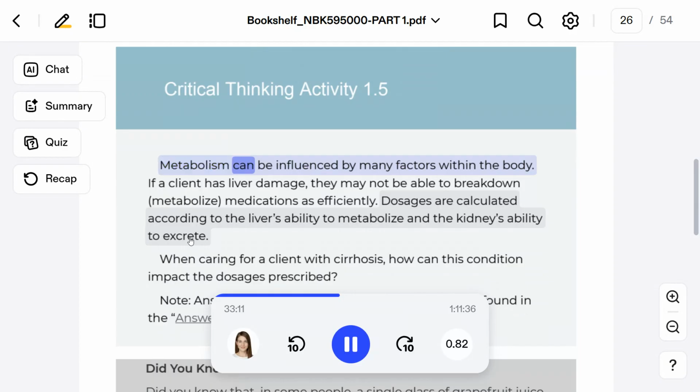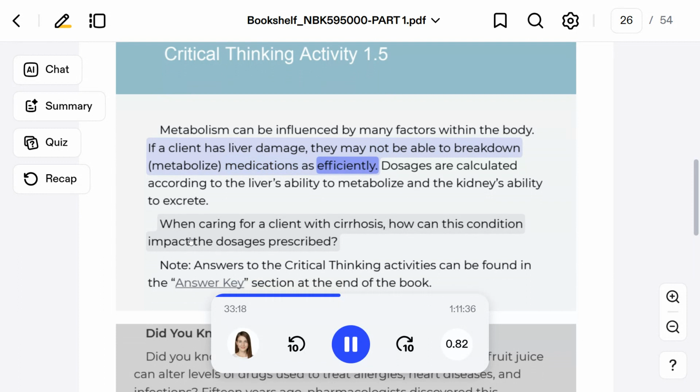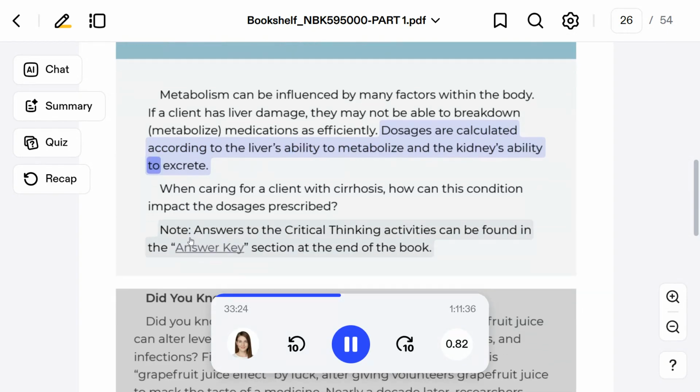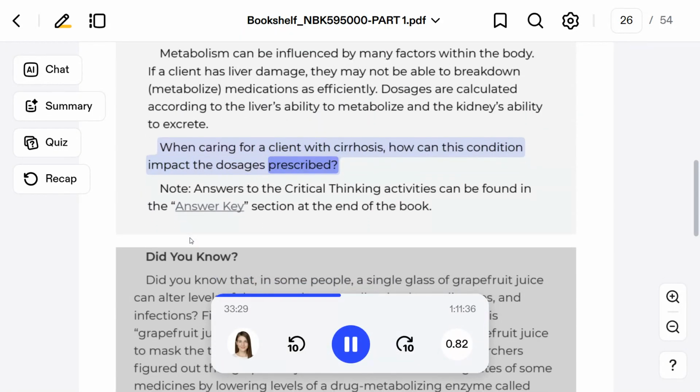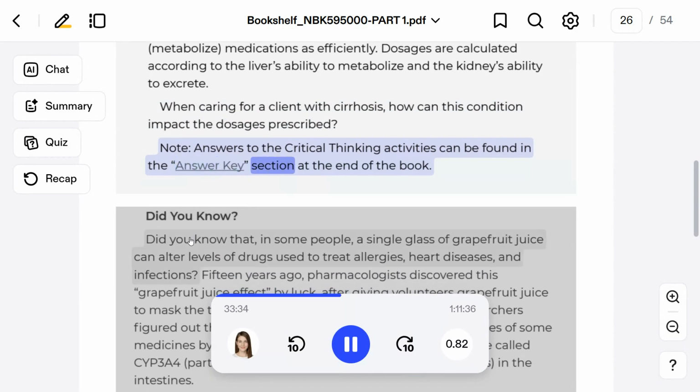Metabolism can be influenced by many factors within the body. If a client has liver damage, they may not be able to break down medications as efficiently. Dosages are calculated according to the liver's ability to metabolize and the kidney's ability to excrete. When caring for a client with cirrhosis, how can this condition impact the dosages prescribed? Note: answers to the critical thinking activities can be found in the answer key section at the end of the book.